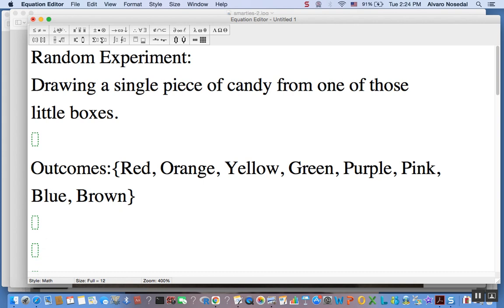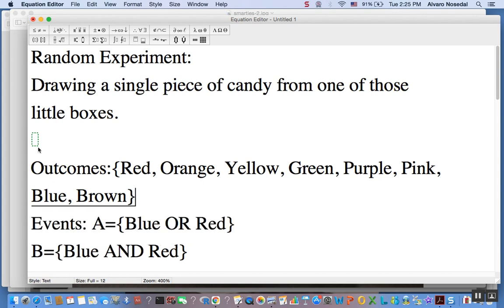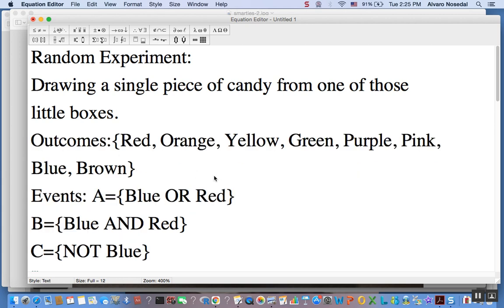Here, let me show you an example of an event. Okay, for instance, blue or red would be an event. Another example would be blue and red. And another example would be not blue. Okay?